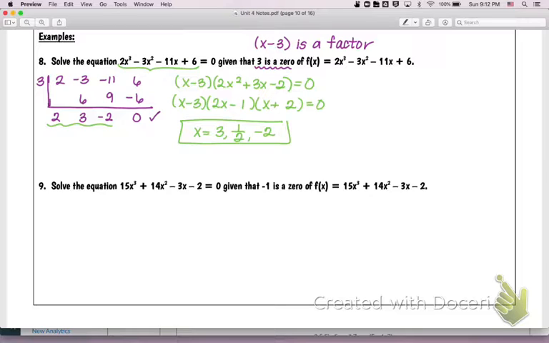So again, pause the video and try number 9. Exactly the same thing. You're going to divide out the factor with the negative 1 in the corner, see what you get left, and see if what's left is factorable when you're done. Pause the video, come back in 3.